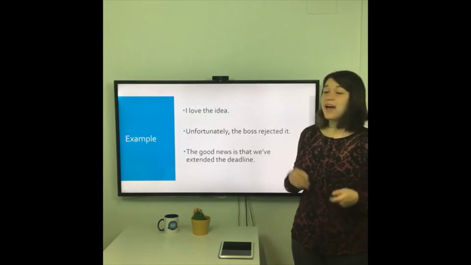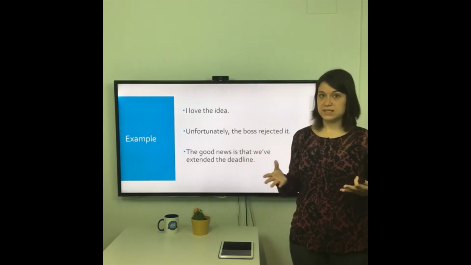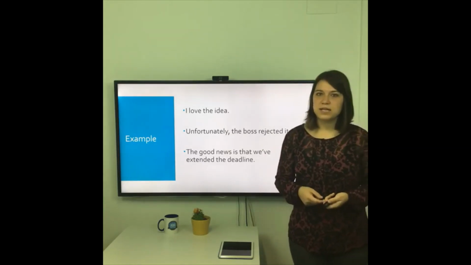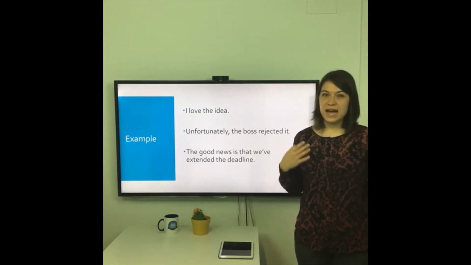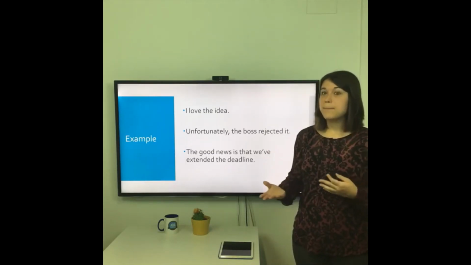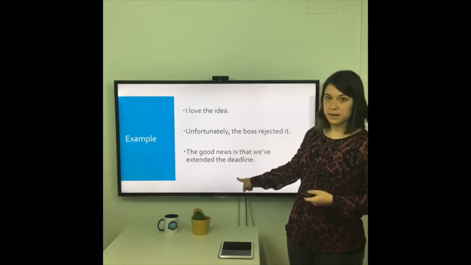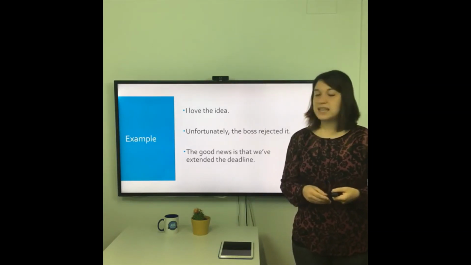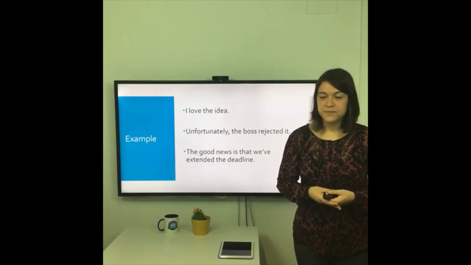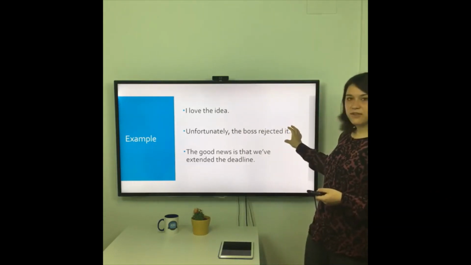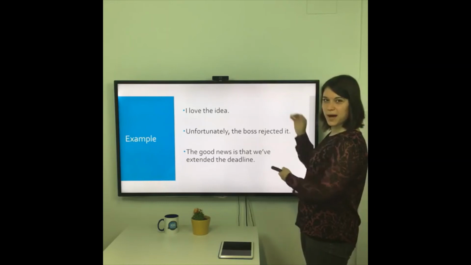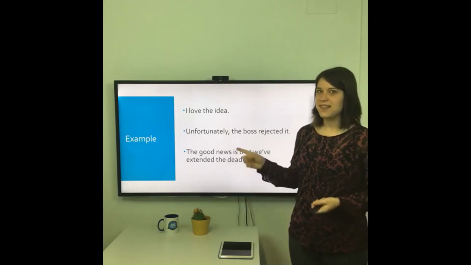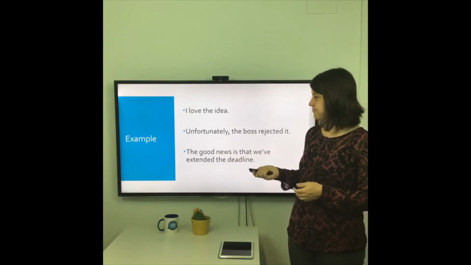Okay, you can say, I love the idea. This is positive. Okay, then unfortunately, the boss rejected it. This means that it needs to be improved. But then you end with something positive again. The good news is that we've extended the deadline. Okay? The negative comment is in between two positive comments, like a sandwich. That's why it's called the sandwich method.